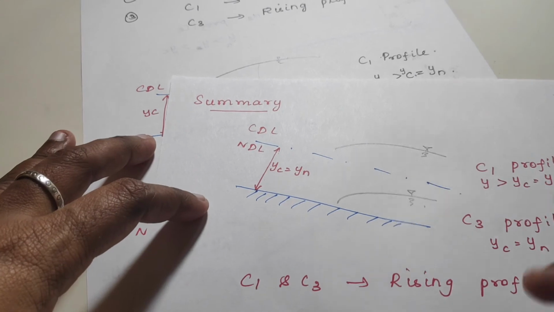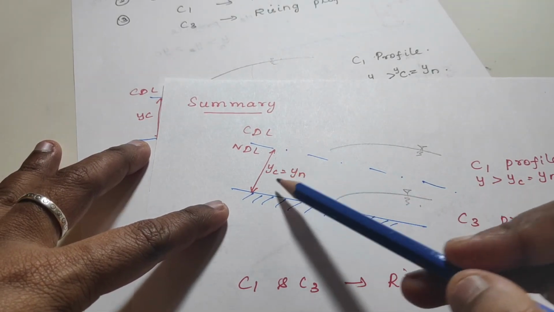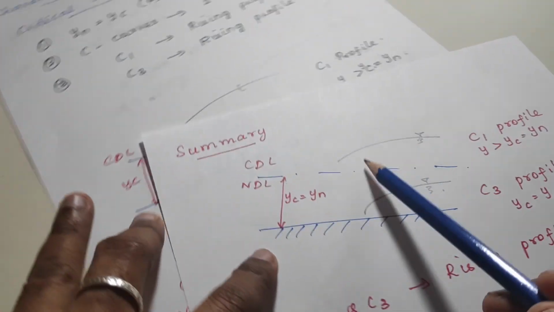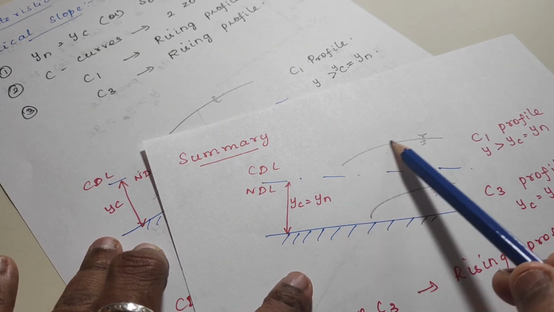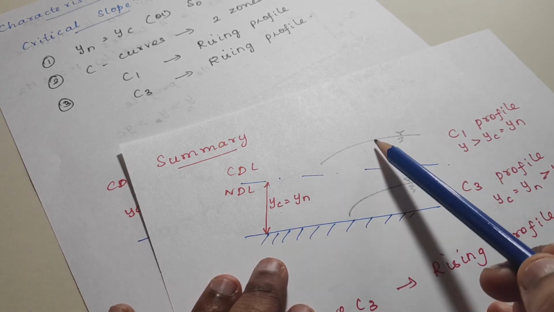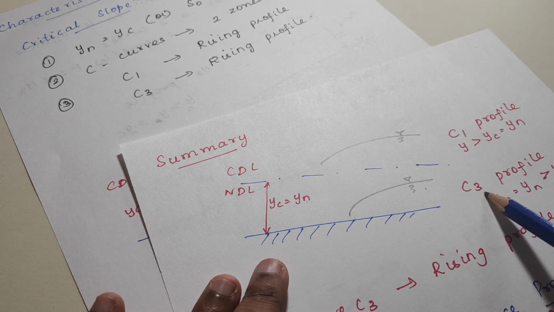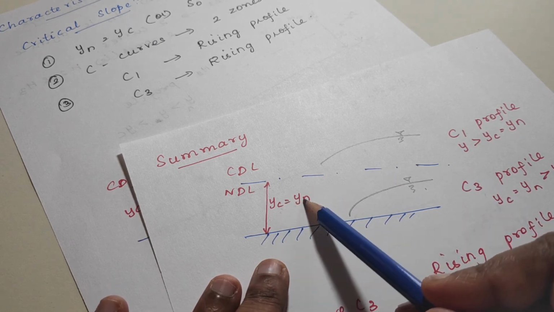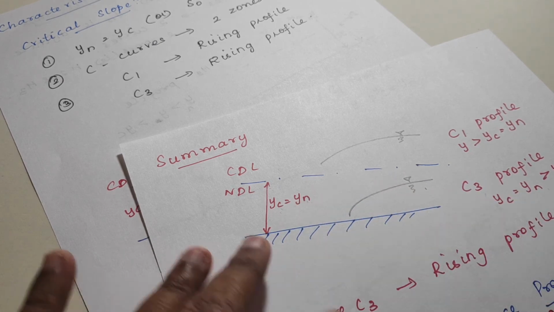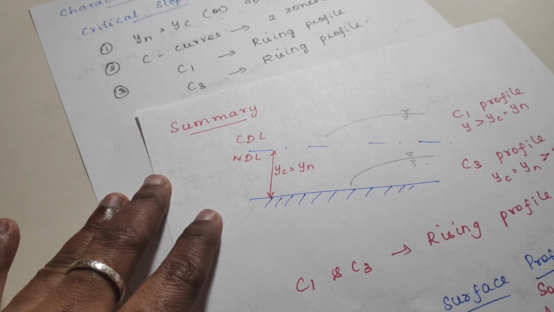So what is the summary? You have to draw this diagram. The normal depth line and critical depth line are both the same, so yc is equal to yn. Both are rising profiles, so you have to show it like this. The C1 profile condition is y is greater than yc, which is equal to yn. And what is the C3 profile condition? yc is equal to yn, which is greater than y. Okay, C1 and C3 are rising profiles.